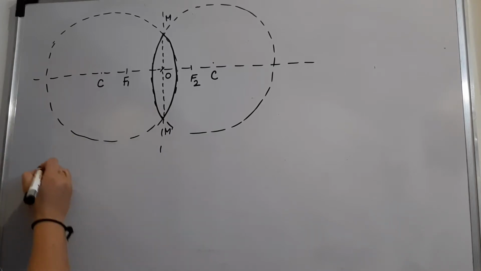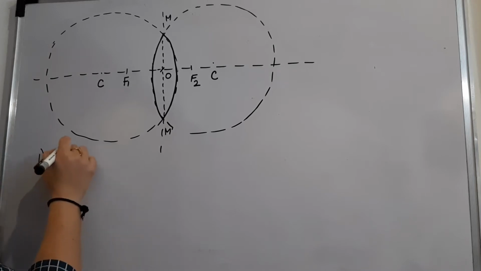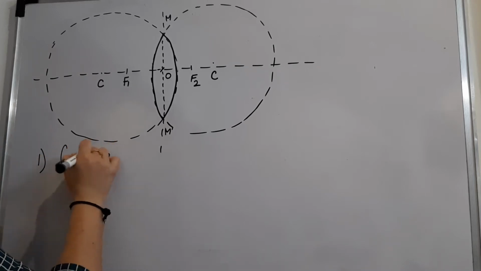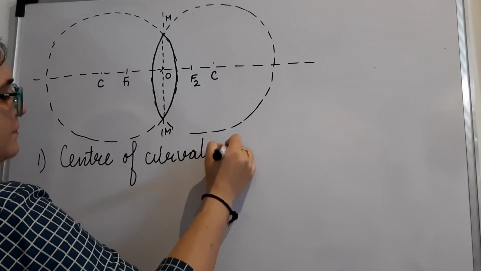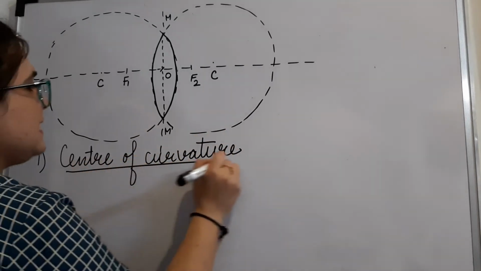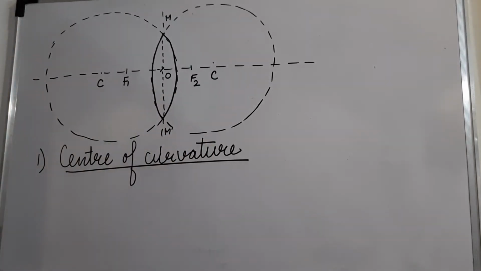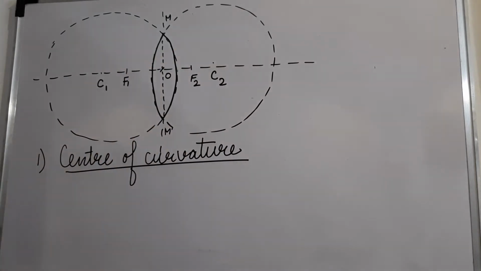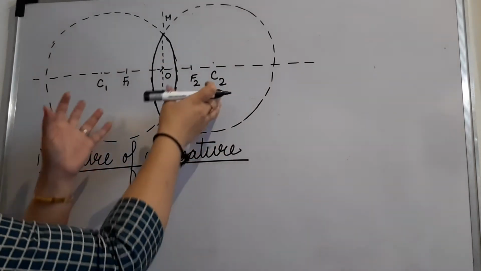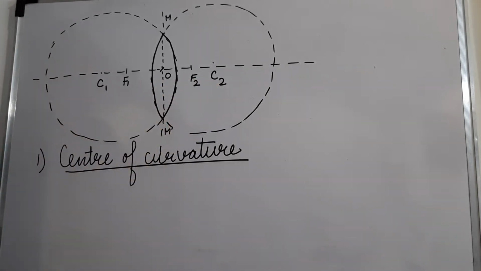So let us start with the first definition, which is center of curvature. As you can see, because we have two spheres, there are two centers of curvature. You are going to name them C1 and C2. And how are you going to define it? The center of the spheres from which the lens has been extracted or drawn out is known as the center of curvature. For a lens, there are two centers of curvature.